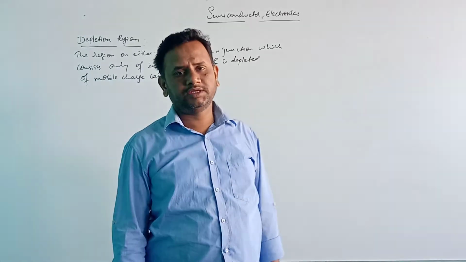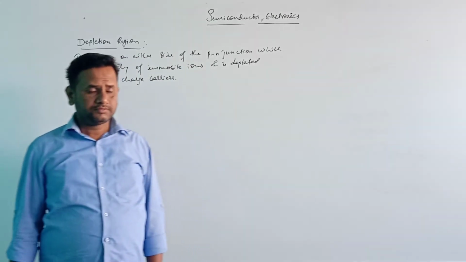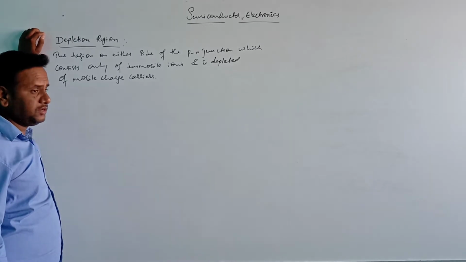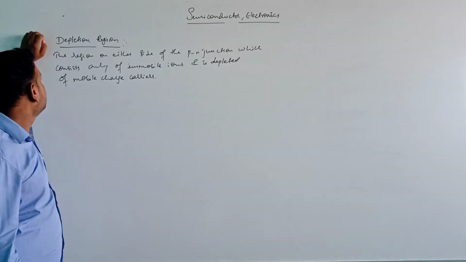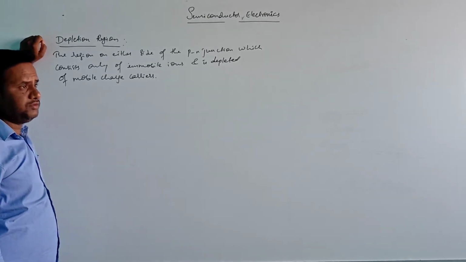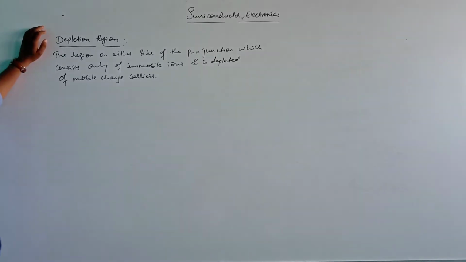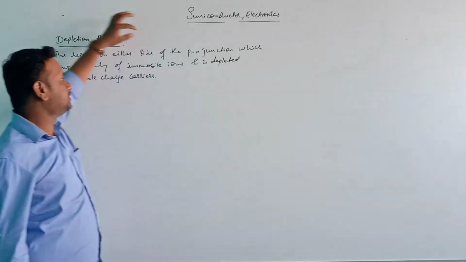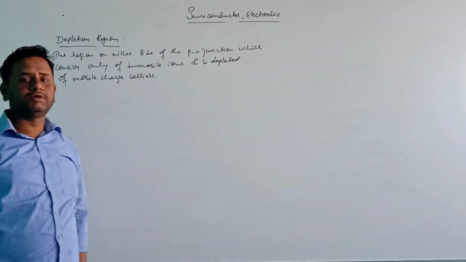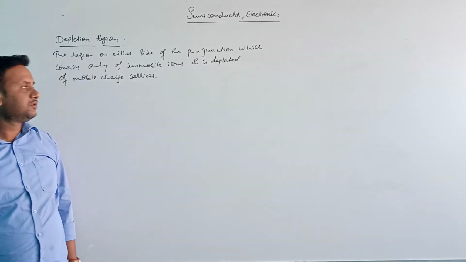In the last video, we discussed diffusion and the differences between P-type and N-type semiconductors. Now, in today's class, we are continuing with the next topic, the diffusion region. As I told you, diffusion current. We also discussed the definition of PN junction: the junction between the P-type and N-type semiconductor is called a PN junction.